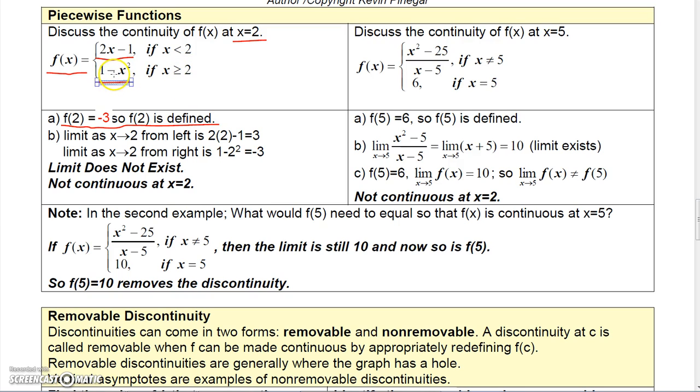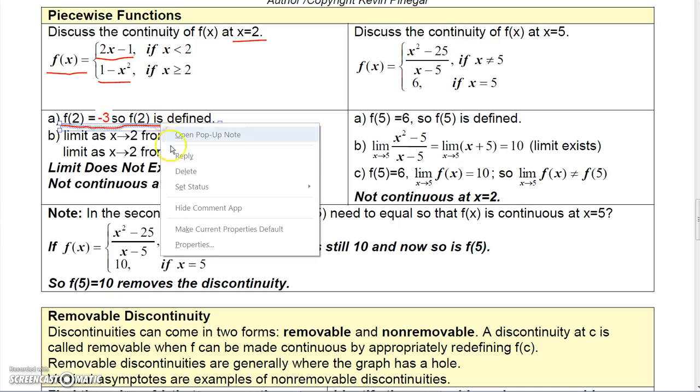Now, we're only concerned about what's happening at 2, so let's start testing our definition of continuity at x equals 2. First of all, number 1, is f of 2 defined? Well, it says if x is greater than or equal to 2, we get this function. So equal to 2 tells me that I can get the y value if I plug it into the second function. So plug 2 into this function and I get 1 minus 4, which is negative 3. So that tells me that f of 2 is negative 3, so therefore f of 2 is defined. So that one's taken care of.